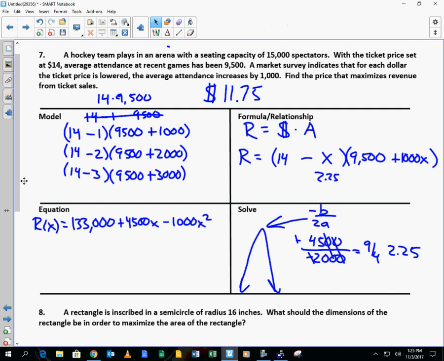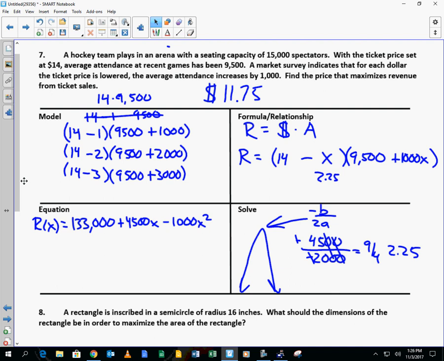Okay, but let's think critically here. Let's think a little bit deeper and look at this piece. This is really important. It's important you focus right here. This is my ticket price. Agreed? This is my attendance. Agreed? So what number for x would make the ticket price 0? 14. Does it make sense that if I lowered it by $14, I'd have 0 revenue?